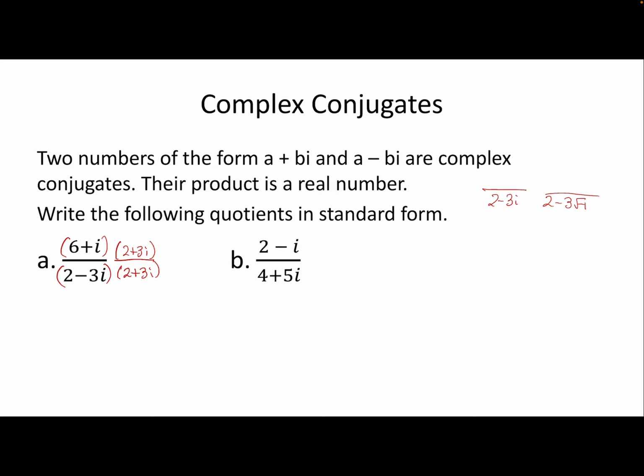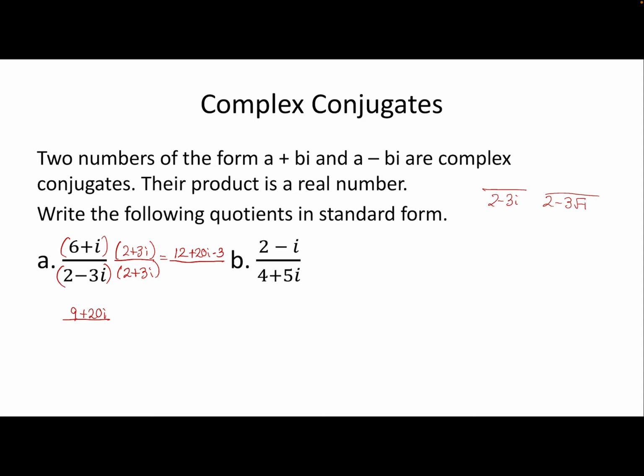So in the numerator, we will get 6 times 2, which is 12, 6 times 3i, which is 18i, i times 2i is 2i, so 20i total. And then i times 3i is a positive 3i squared, but i squared is a negative 1, so we have a minus 3. So in our numerator, we will have 12 minus 3, which is 9, plus 20i.